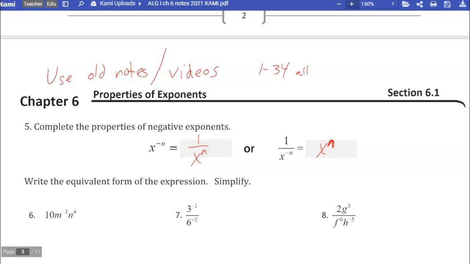Show your work as needed. Some of these would have an intermediate step, like this one here. You would flip to 6 squared over 3 to the first. You need to show that step. And then you would have 36 over 3, and then you'd have your answer of 12.